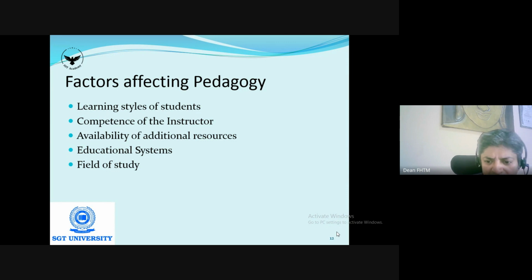And lastly, the field of study. If it is a practical field, the pedagogy is different. If it is more of a conceptual or a theoretical field, the chosen pedagogy may be different. So these are some of the factors which affect the pedagogy. As a trainer or as a learning facilitator, it is the responsibility of each teacher to be able to select the right kind of pedagogy so that the ultimate target of knowledge transfer is best achieved. Next slide, ma'am.